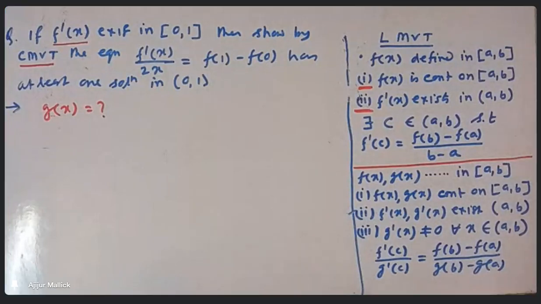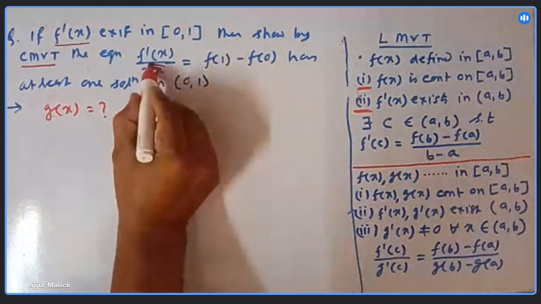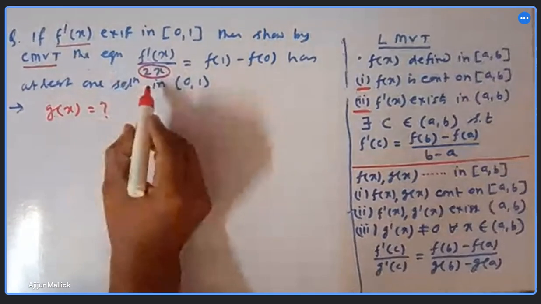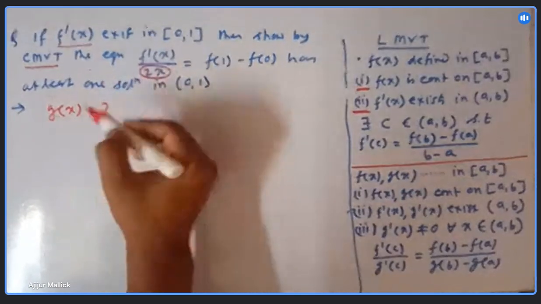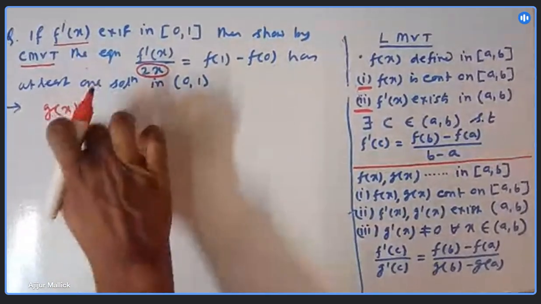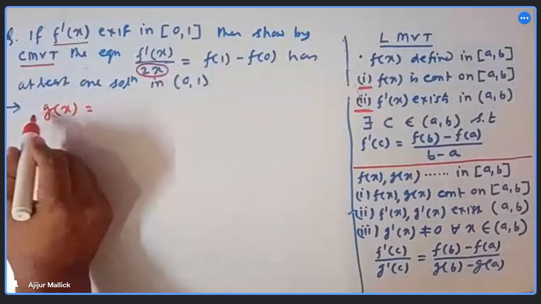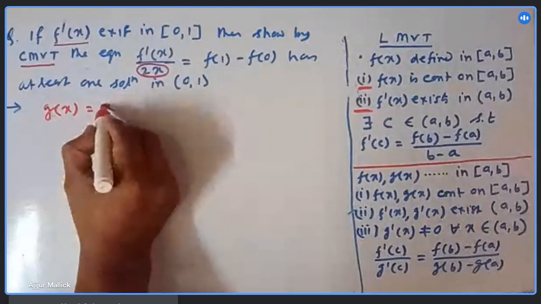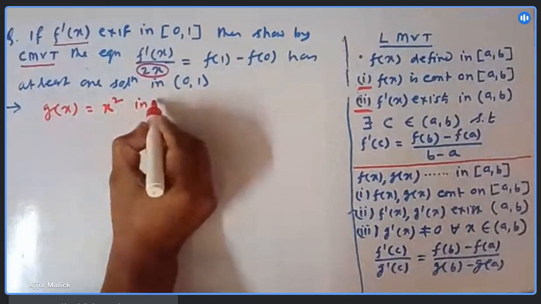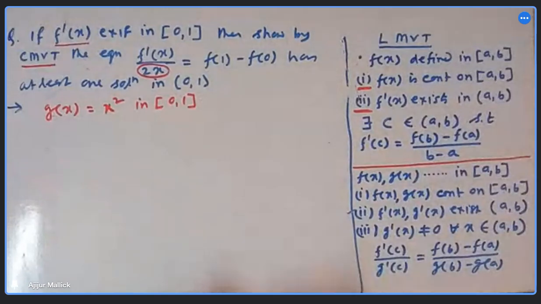Sir, x square. Gx will be x square because this is actually g dash x, so it is g dash x. Its integration is x square. So first write this. Let us consider gx is equal to x square in closed interval 0, 1.